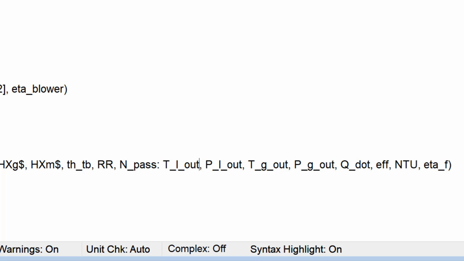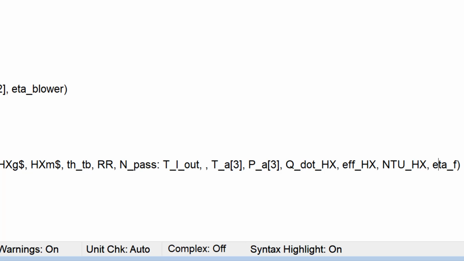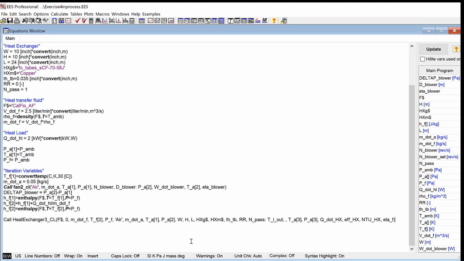So let's just call that TF out for now. The pressure of the fluid leaving, which I don't care about, so I'm going to get rid of that. The temperature of the air leaving, so I guess that's TA3. The pressure of the air leaving, PA3. The heat transfer rate in the heat exchanger, the effectiveness of the heat exchanger, the number of transfer units in the heat exchanger, and then the effectiveness of the fin, the efficiency of the fins in the heat exchanger.